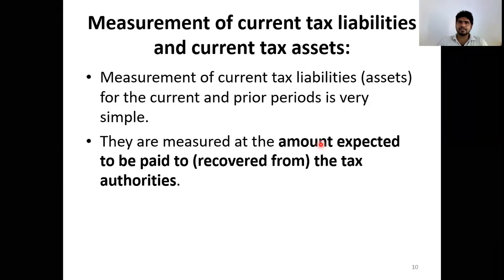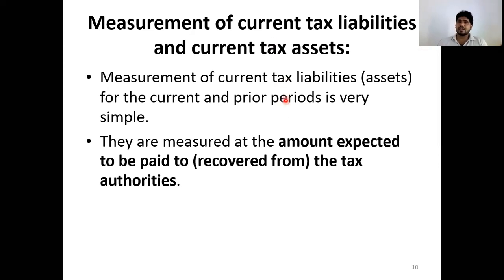Measurement of current tax liabilities and current tax assets. Most of the time we talk about current tax liability, right? Tax assets occur very rarely. Many companies make profit, and when companies make profit, they should pay tax, tax payable. Tax payable always comes under tax liabilities, so all the time we call it tax liabilities.